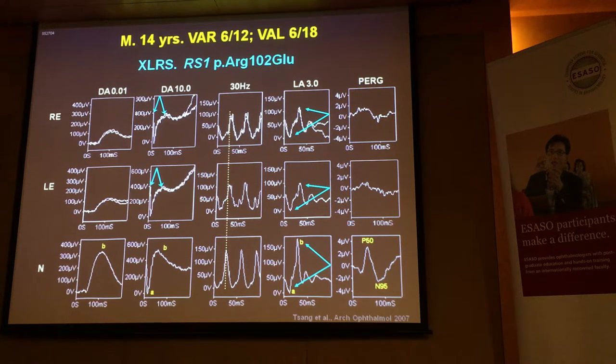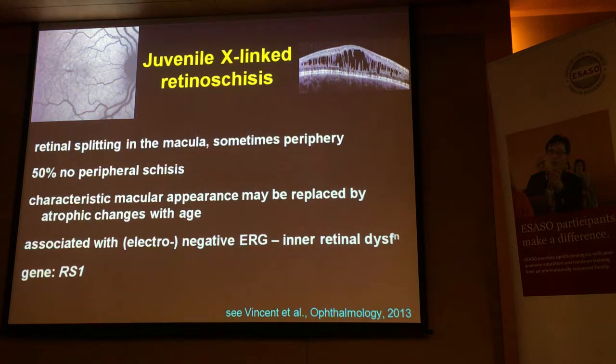Now, this is the classical schitic appearance on an OCT. You get the spoke wheel lesion in the fovea. But don't forget, of course, that will disappear with age. With an 18-year-old or a 17-year-old, you'll see the spoke wheel lesion beautifully in the fundus. By the time they're 35, they have non-specific macular atrophy.